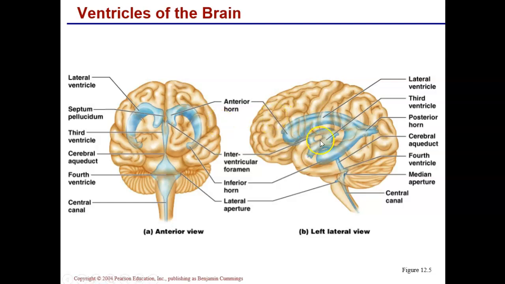Now, as we move to the center portion of the brain, we get into this enlargement right here called the third ventricle. This is going to be in the center portion of the brain. Again, it's going to be filled with cerebrospinal fluid. If you follow it down, it will become this narrow tube right here, or canal. This is called the cerebral aqueduct. And then down here, it will form another enlargement called the fourth ventricle.